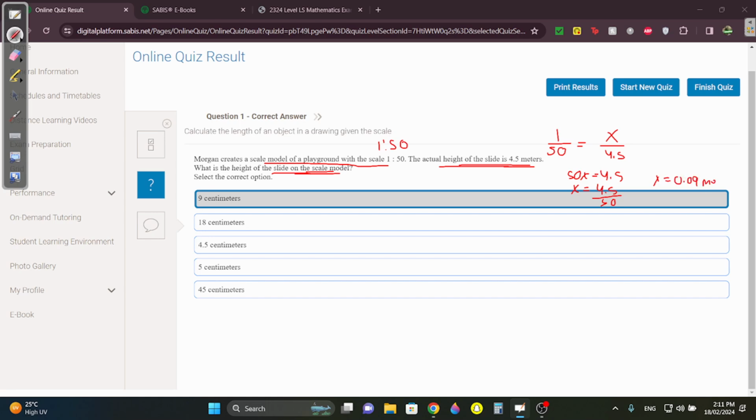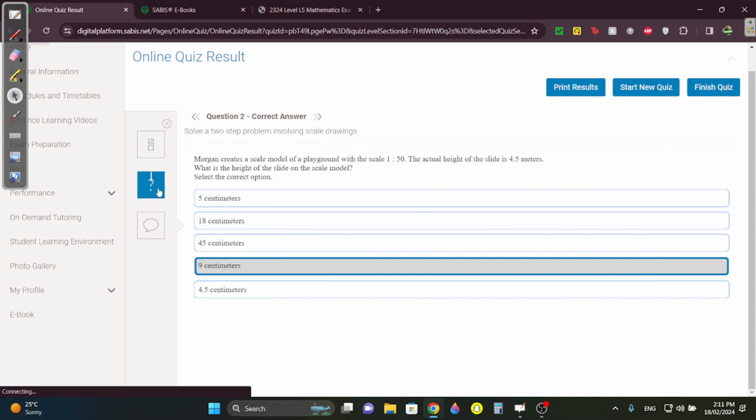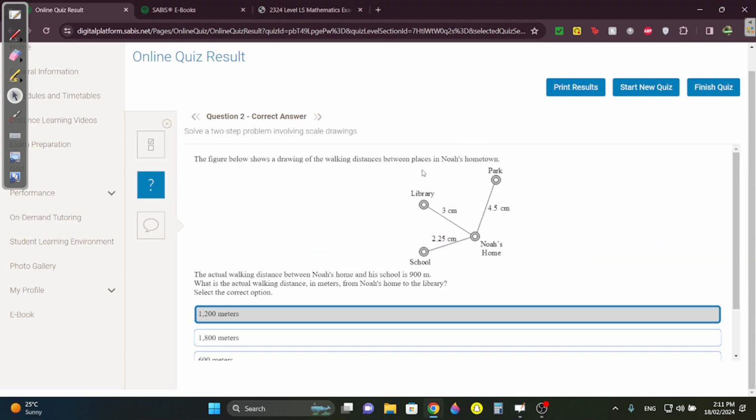0.09, but this is meters, right? Please pay attention to the units. The units is the only hard part of these questions, meters. But there's a choice here for centimeters, and 0.09 meters is actually 9 centimeters if you multiply by 100. Yeah, that's question one. Question two, they're all like this.